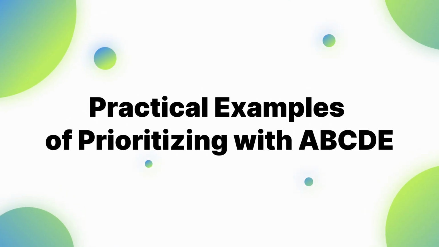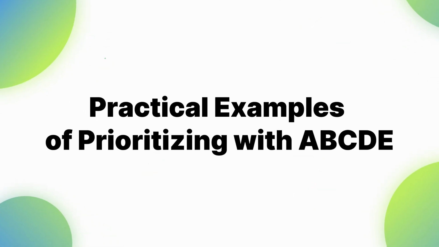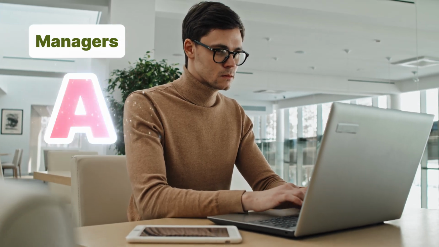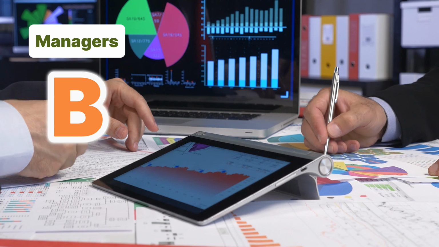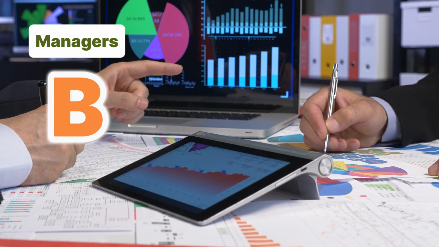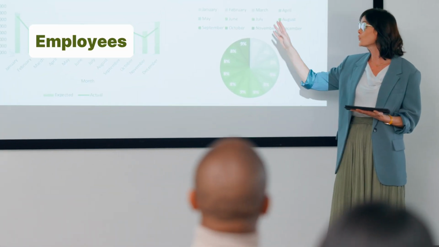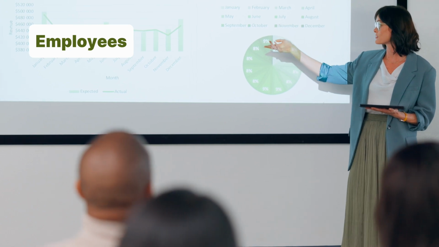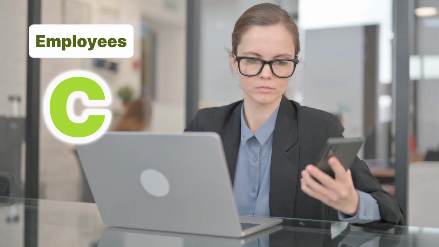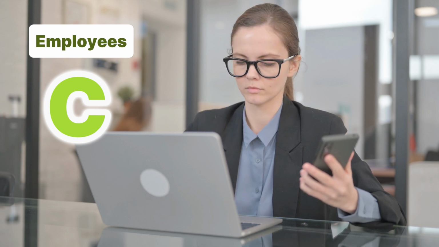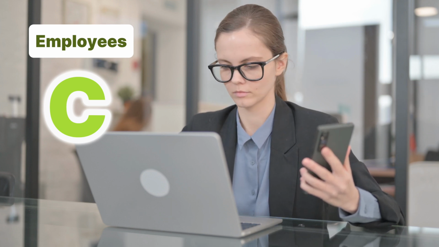Let's look at some practical examples of how the ABCDE method works. 1. For managers, suppose you have a critical project. An A task might be submit project proposal by the end of the day, because missing this deadline would have major consequences. A B task could be review the team's weekly report, which is important but not as urgent. For employees, if you're balancing multiple tasks, an A task might be prepare for tomorrow's client presentation, while a C task might be update internal process documentation, which isn't time-sensitive and can be postponed.